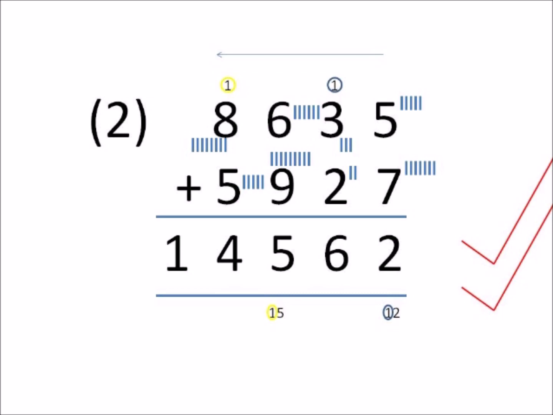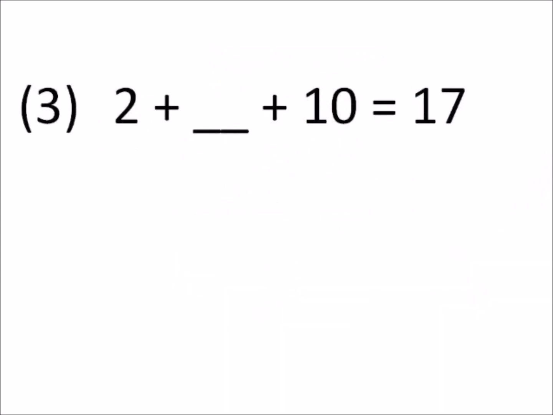If you add and get 2 digits, then you can put it at the end, not in the middle of the problem. 2 marks for that because that was a bit hard, and you have to be able to rename or regroup in order to do it. If they can't do it, give them more practice in this because they have to be able to do it for the national examination. Number 3, 2 plus a missing number plus 10 equals 17.